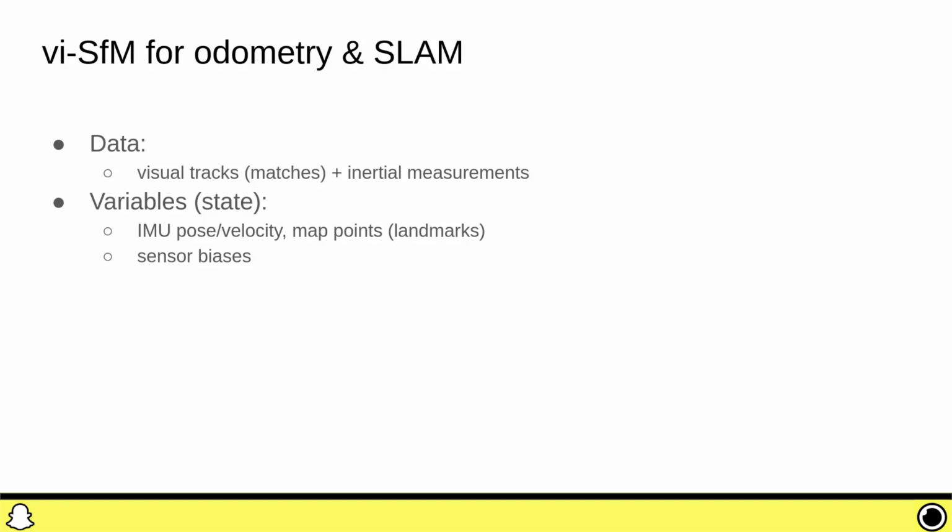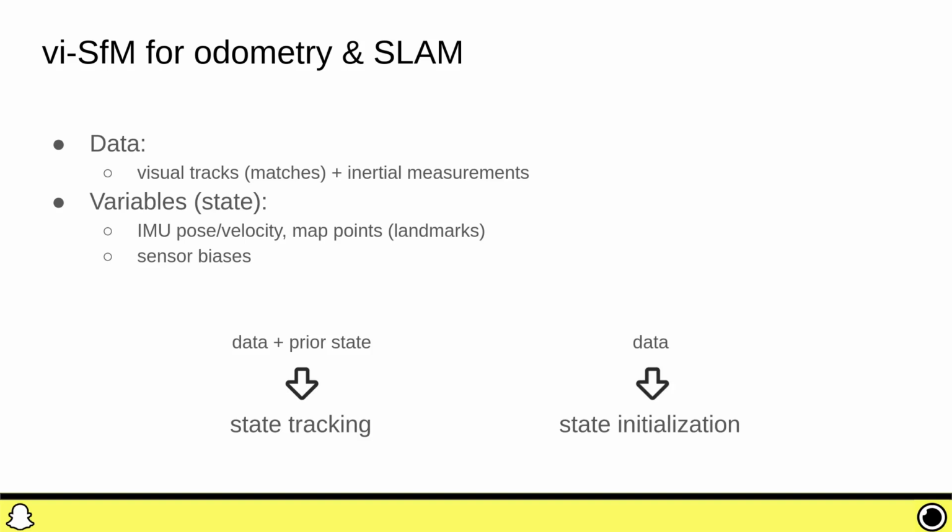In the case of odometry and SLAM, VI-SFM aims to estimate the pose and the velocity of the moving body, as well as the implicit or explicit reconstruction of the 3D surrounding map, based on visual correspondences and IMU measurements. The unknown body state may be augmented with the sensor biases that change over time. It is common to decouple the state tracking from the initialization part.